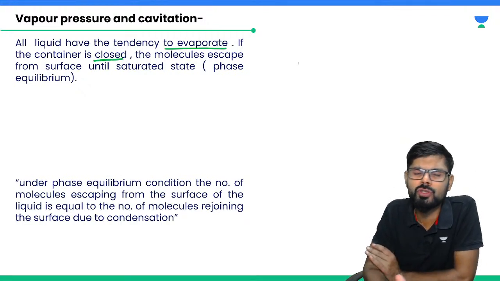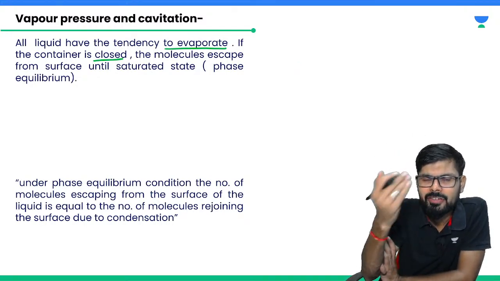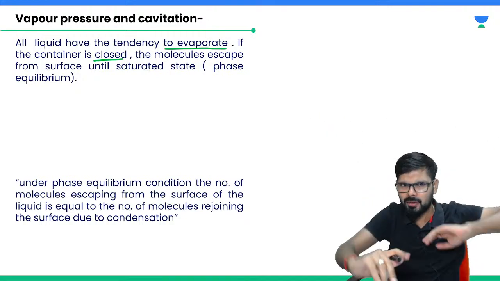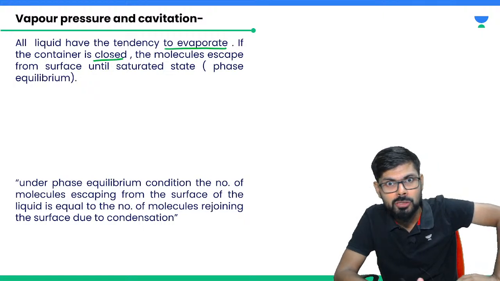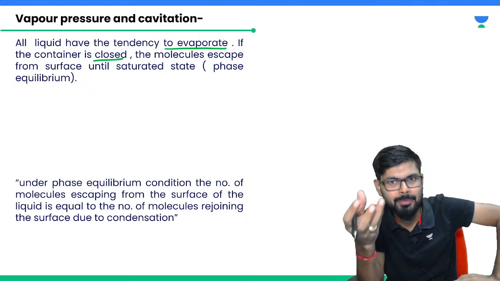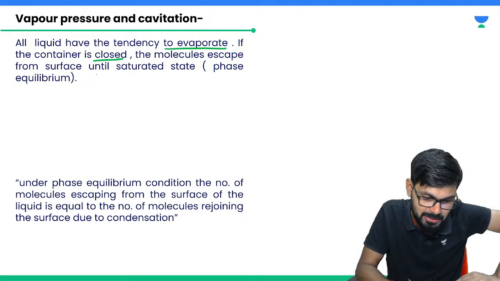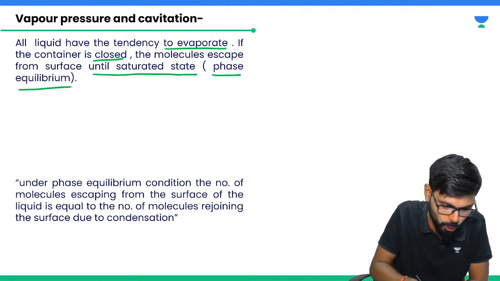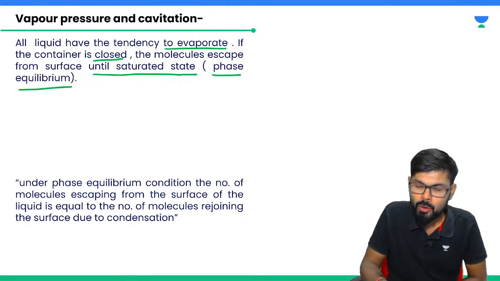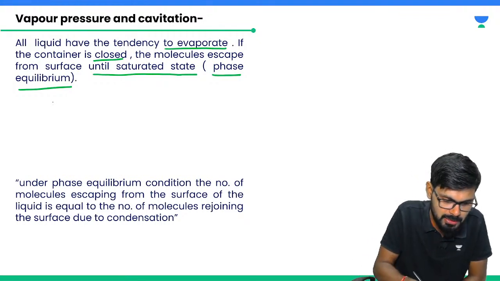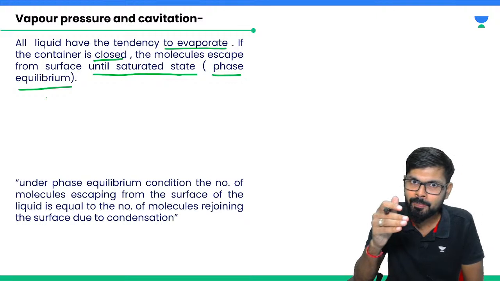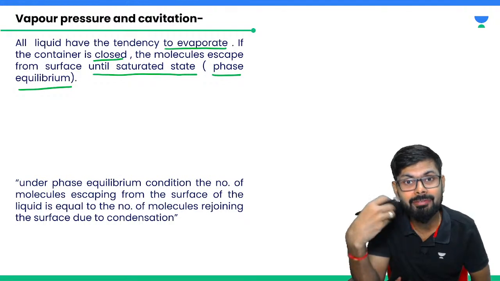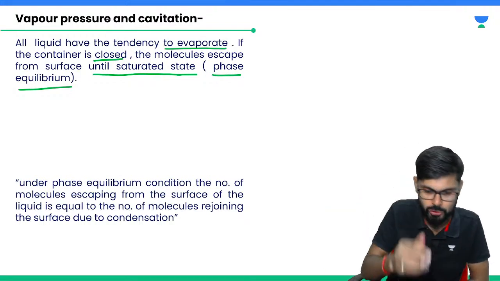If the container is not closed, then air will never come into a saturated state. There is a lot of air, so you cannot saturate it. So if it is closed, then inside, a small amount of air can be saturated. So molecules escape from the surface until the saturation state is reached. This saturation state is also called phase equilibrium. What do you mean by phase equilibrium? Phase equilibrium means there may be evaporation, but whatever molecules evaporate, the same molecules will condense also.